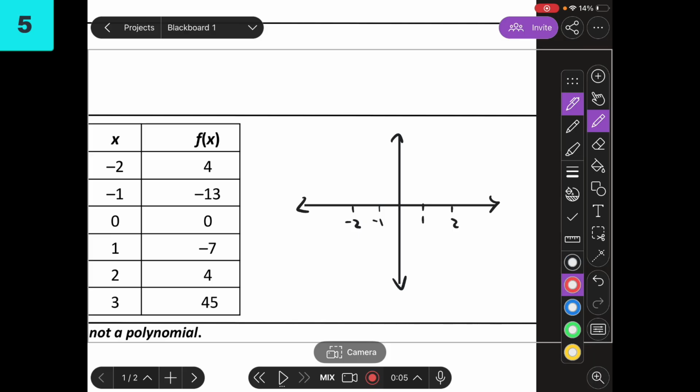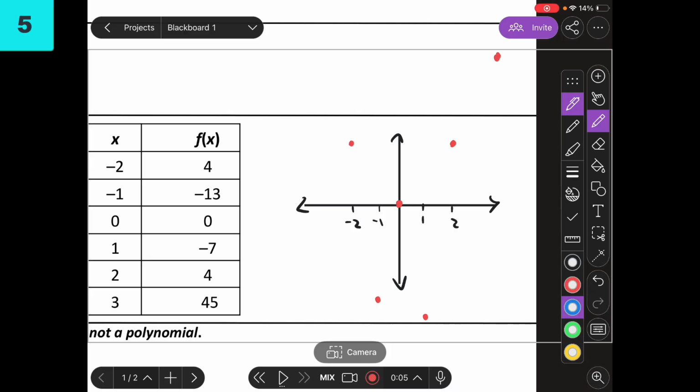The first point is -2, 4, so let's pretend it's somewhere up here. -1, -13, let's pretend it's somewhere down here. 0, 0 is the origin. 1, -7 is way down here. And then we have 2, +4, which is going to be somewhere up here. And then lastly, we have 3, +45, which is way up here.